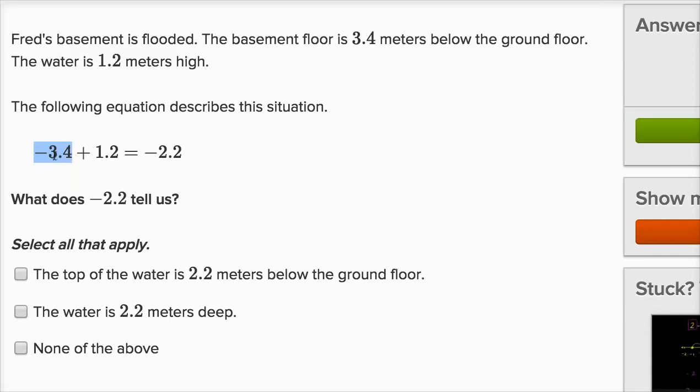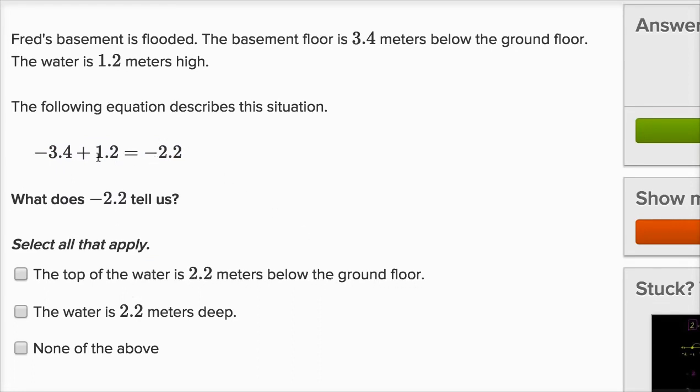So the ground floor would be 0. So it's 3.4 meters below the ground floor. So that's the negative 3.4. But then the water is 1.2 meters. The top of the surface of the water is 1.2 meters above the floor of the basement. So this negative 2.2 is how high the top of the water is. So what does negative 2.2 tell us? Well, the top of the water is 2.2 meters below the ground floor.